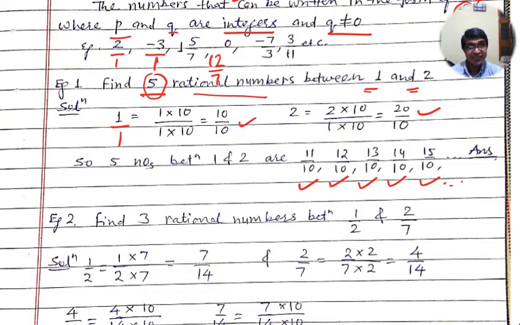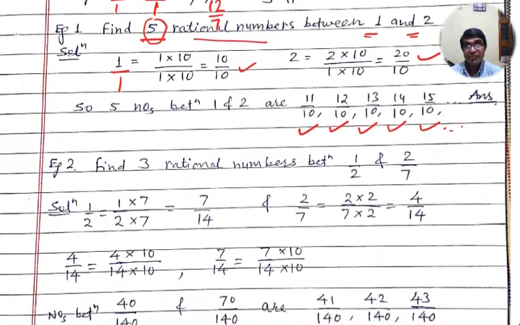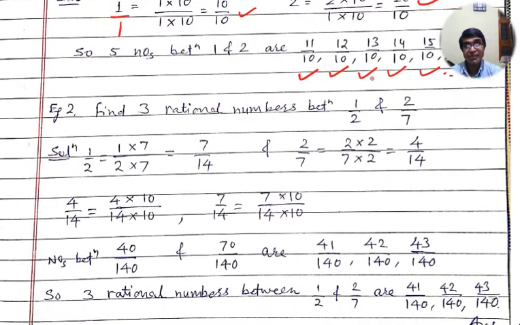Now see one different example. Find 3 rational numbers between 1 by 2 and 2 by 7. Just notice here the denominators: for 1 by 2 the denominator is 2, and for 2 by 7 the denominator is 7. The denominators are different, but in the previous question the denominator was the same, because the numbers were 1 by 1 and 2 by 1. So here the denominators are different.